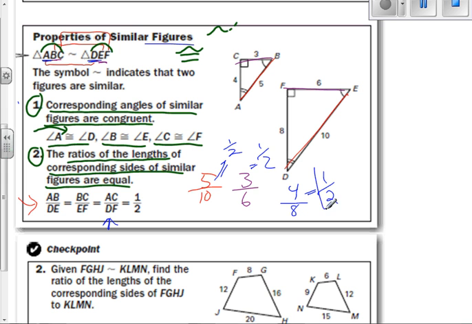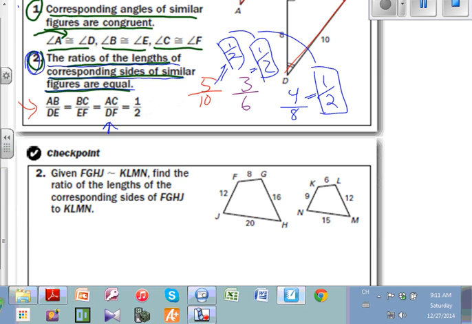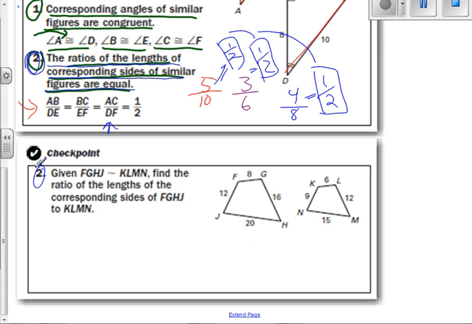So if you notice, all these ratios are the same. That's what it means in this definition right here in number 2: the ratios of the lengths of the corresponding sides of similar figures are equal. And we notice that all of those are equal. All right, so now your turn. Pause the video, run through this checkpoint, number 2, and then start the video back up and we'll check our answers, okay?